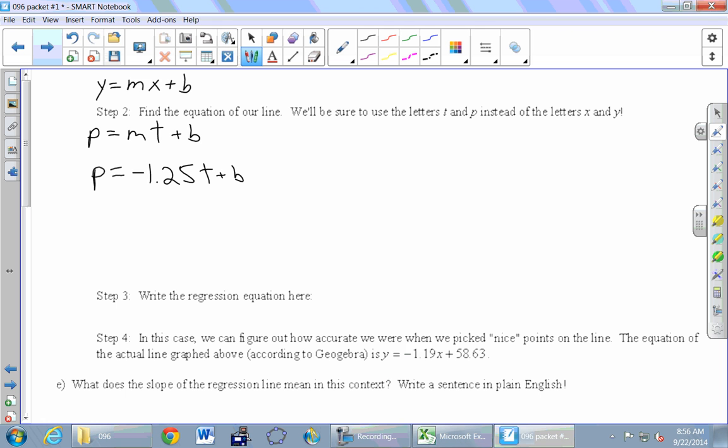Okay, next thing to do is to change the p and the t to numbers. And you can pick any point you have. We have 2 points. Let me just write one of them up here. 16 went with 40. Okay, so let's plug those guys in. T was first, P was second. So instead of P equals, we have 40 equals negative 1.25 times, instead of T, 16, and then plus the B, which we're about to find.